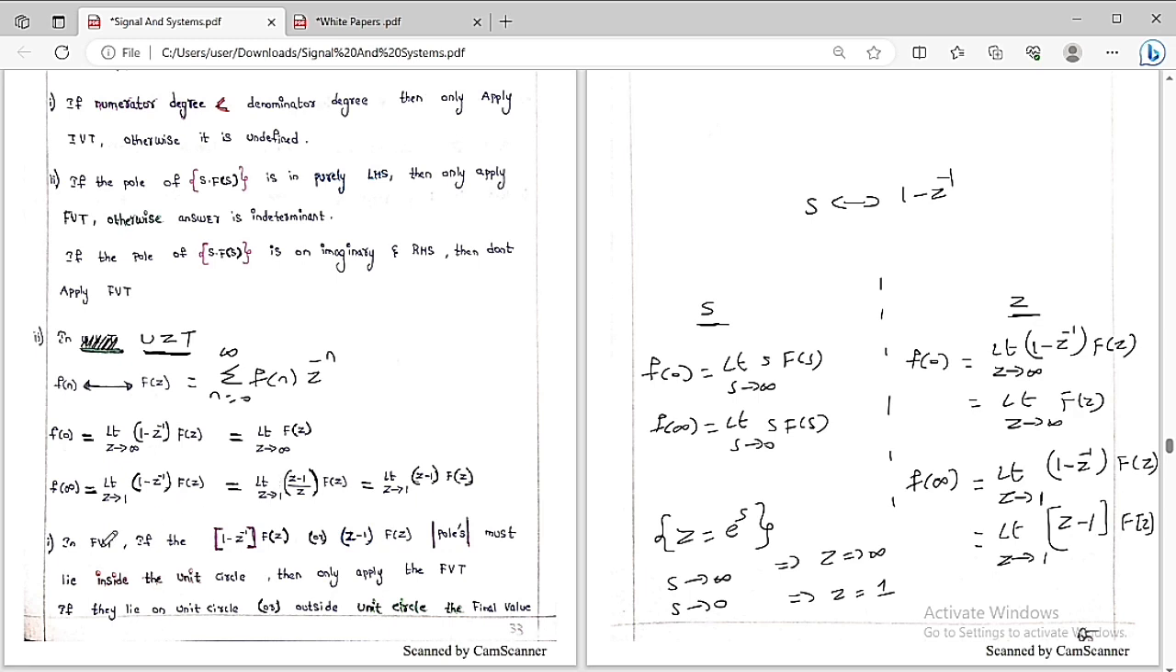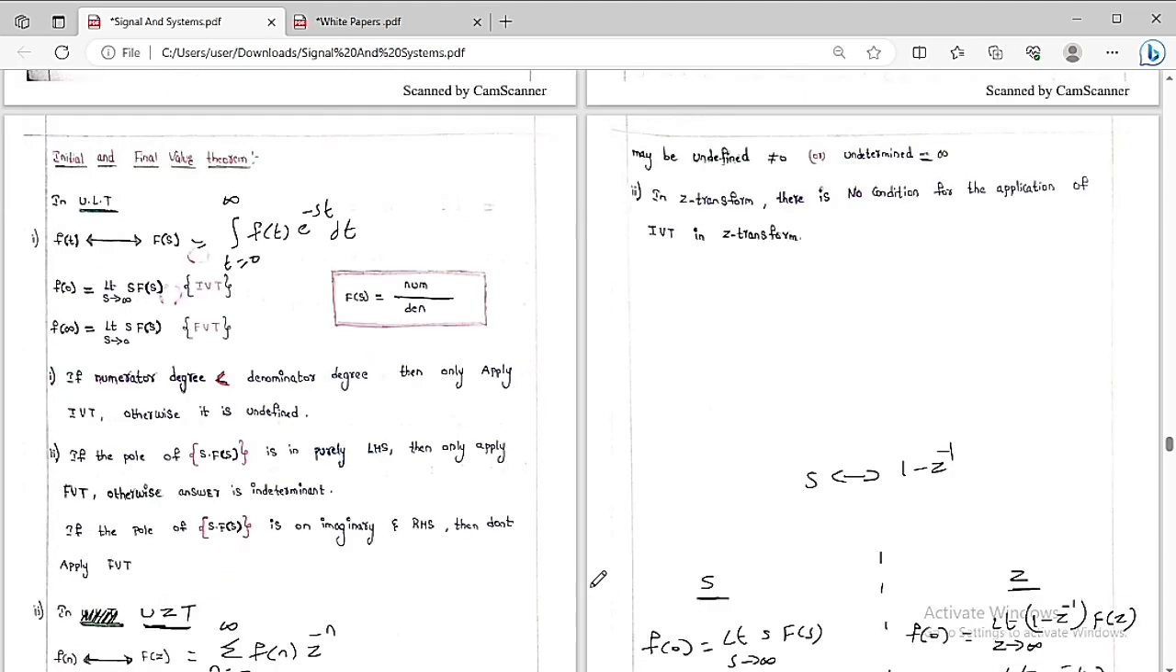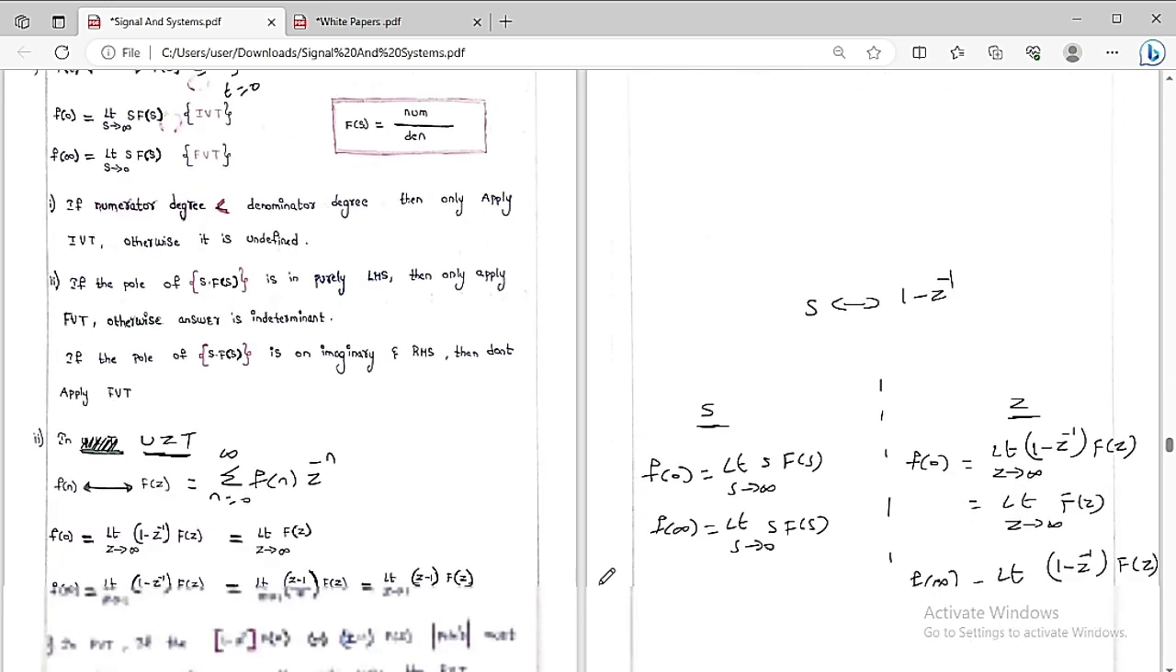Now, what do I have to do next? The next point is here. In the final value theorem, for 1 minus z to the power of minus 1 into f of z, or z minus 1 into f of z, the poles must lie inside the unit circle. Then only apply the final value theorem. If they lie on the unit circle or outside the unit circle, the final value may be undefined, not equal to 0, or undetermined. It may be equal to infinity.